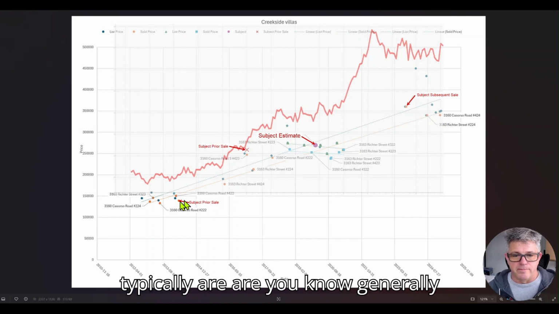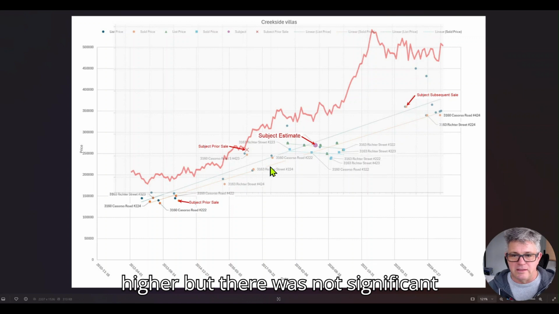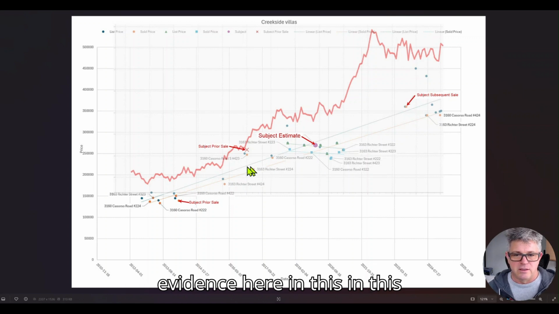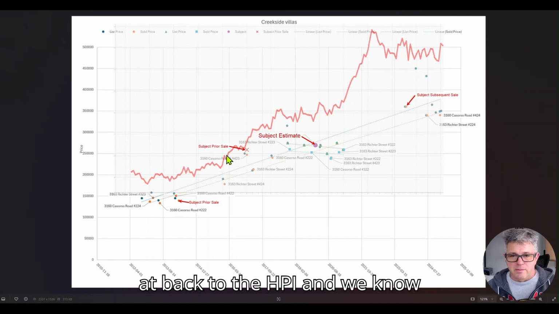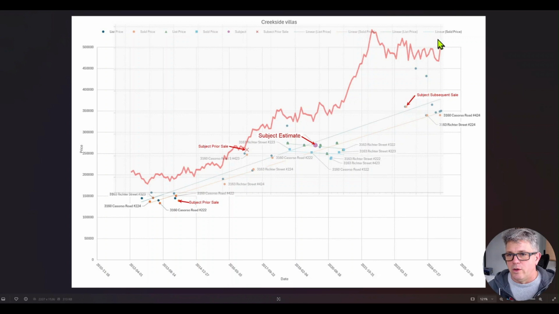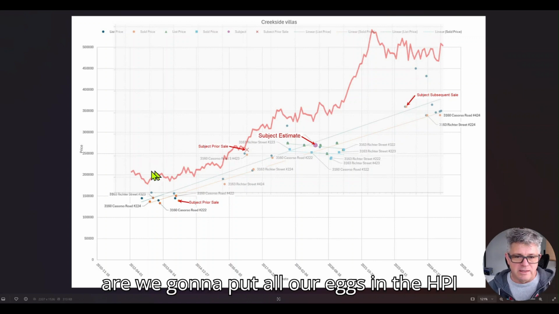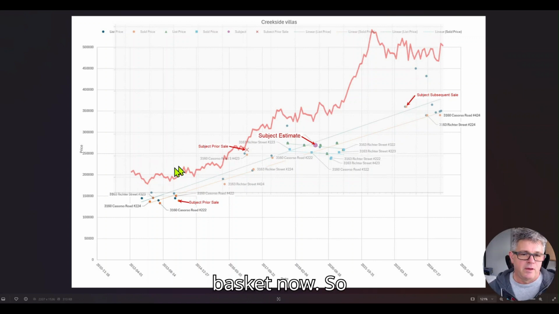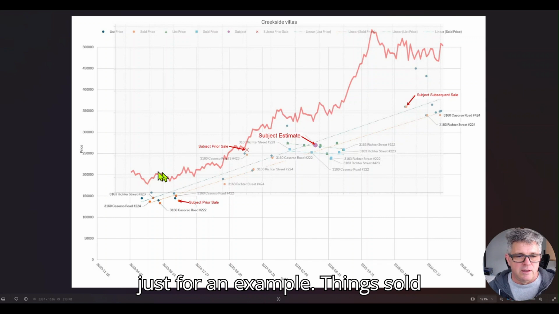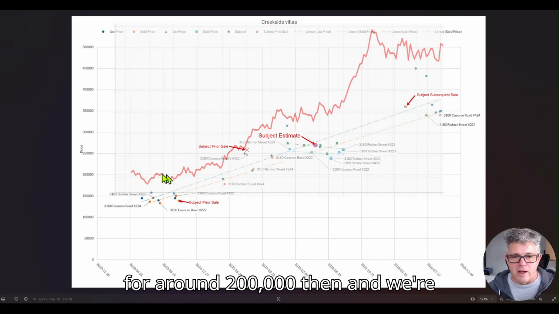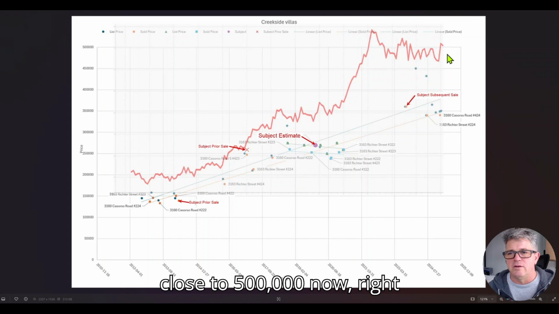Typically are generally higher, but there was not significant evidence here in this development. So a couple things. If we're looking back at the HPI, are we going to put all our eggs in the HPI basket? No. So if we're looking at maybe this prior sale, just for an example, things sold for around 200,000 then, and we're close to 500,000 now, right?